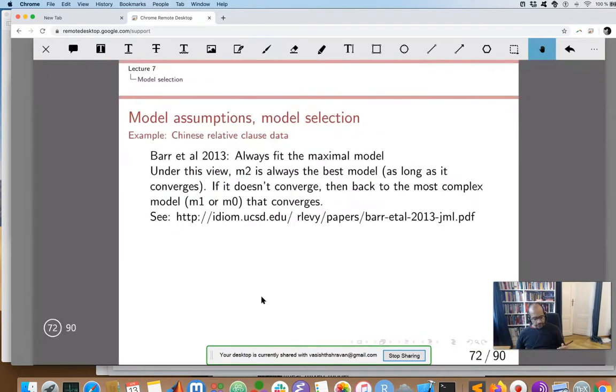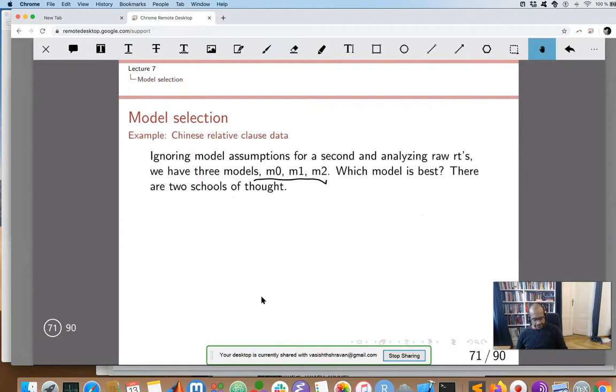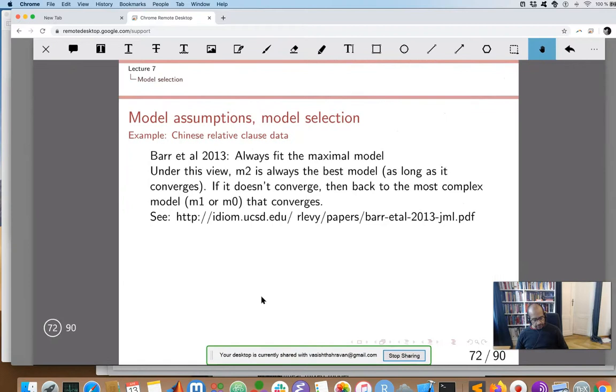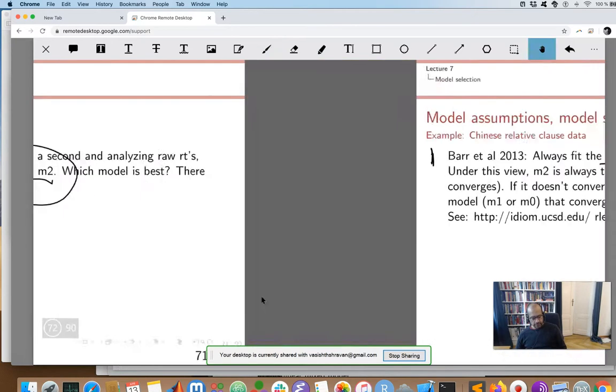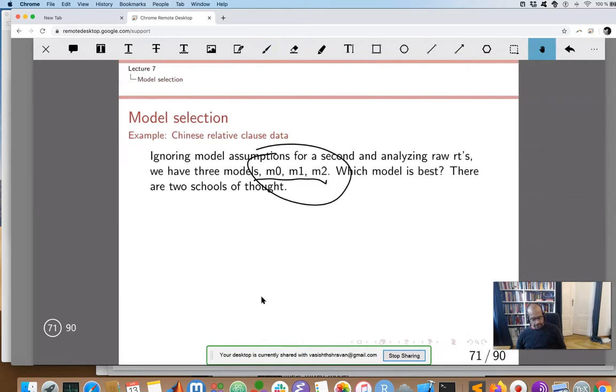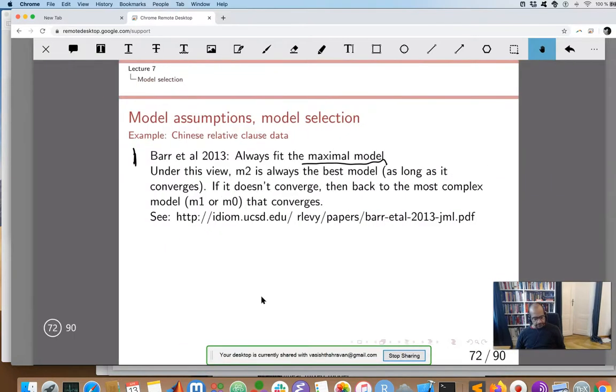There are 2 ways to proceed. There's 2 schools of thought on this. The first school of thought on deciding between these 3 models is by this group of researchers, Dale Barr et al. They wrote a very famous paper that advises you to always keep the model maximal. The basic idea here is that M2 is the most complex model that you can in principle fit, so you should always try to fit that model.